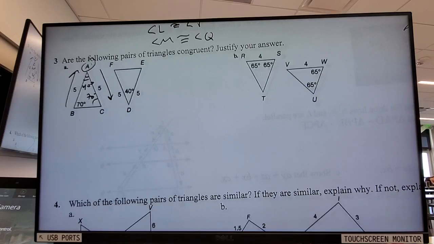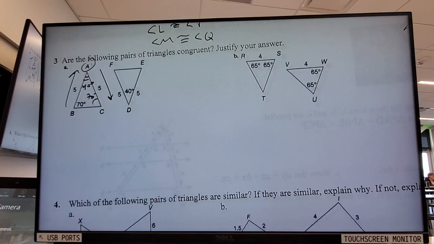So if this would have been anything other than 70 degrees, is it possible those two triangles are congruent? If this was anything except 70 degrees, nope. Because only that leads to the other one being 40, which is what we need here. Yeah. Okay.